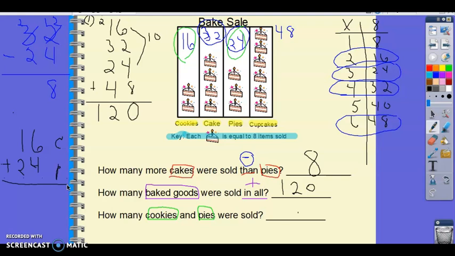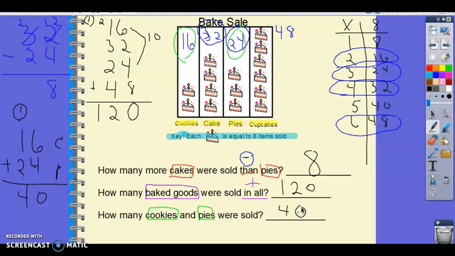And so I can look at my equation and look at my ones place first. 6 ones plus 4 more ones is 10. So I'm going to regroup that group of 10 to the tens place, and then I'm going to add my tens column. 1 ten plus another 10 is 2 tens. 2 tens plus 2 more tens is 40. All right, boys and girls, so we had a total of 40 cookies and pies that were sold at our bake sale.